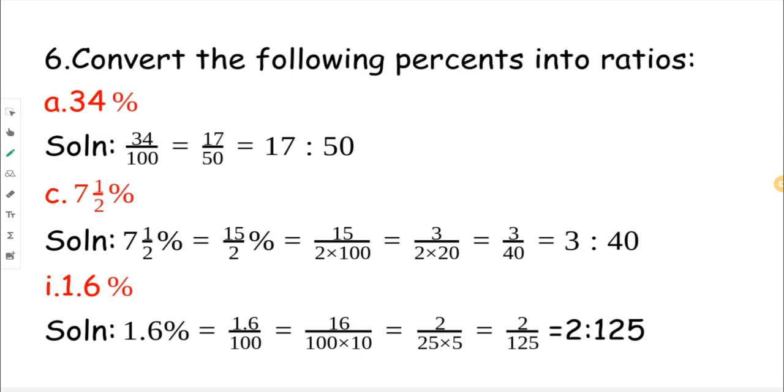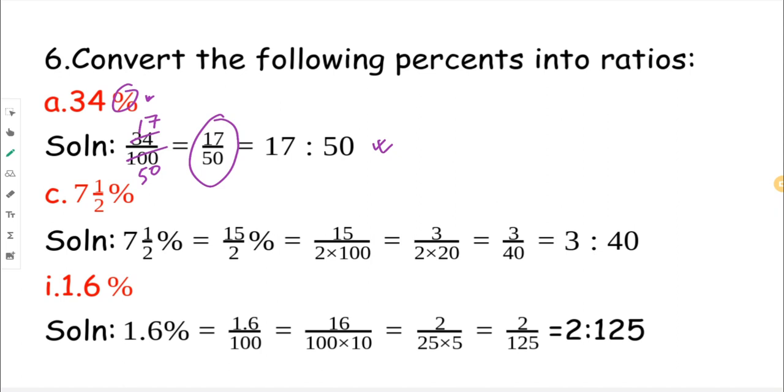Now the opposite again. Alright, so this 34%, like I said, percentage simply means divided by 100, right? So now let's start dividing. 2 ones are 2, 2 17s are 34, then 2 5s are 10, right? So I'm going to get 17 by 50. I can't divide further than this, so 17 by 50 can be written as 17 is to 50.